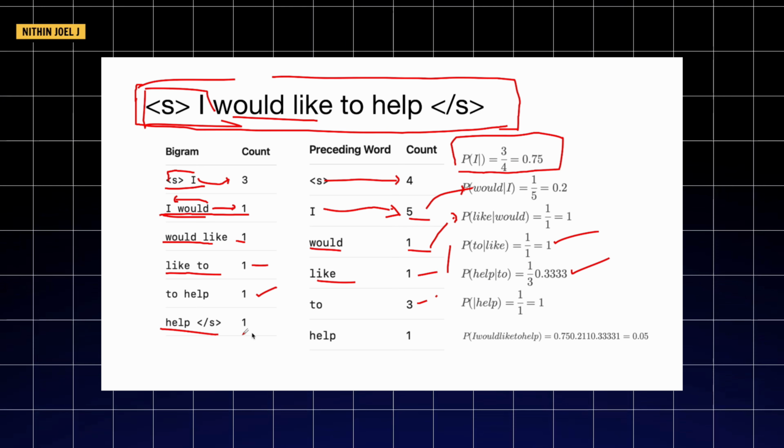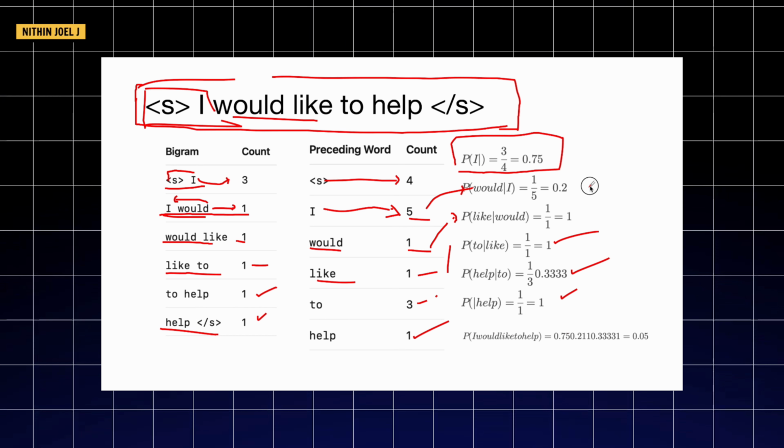And help and the closing tag </s>: you get it as 1 time, the help and closing tag </s> occurred 1 time and help alone occurred 1 time in the training data set. So P of the closing tag </s> given help is 1 by 1, which is 1 we have.